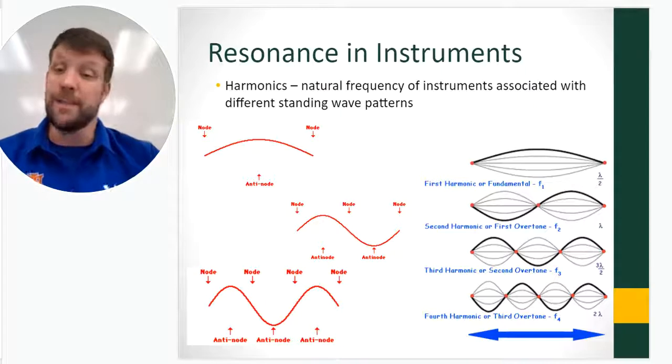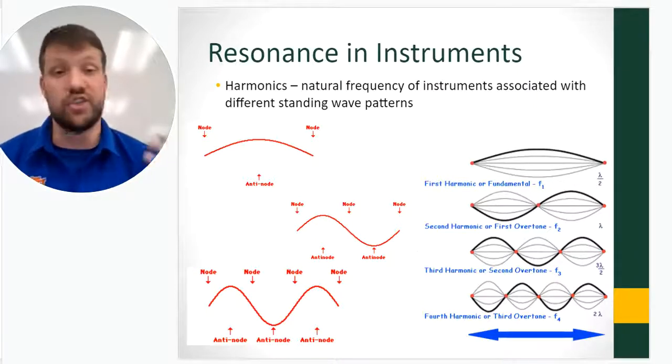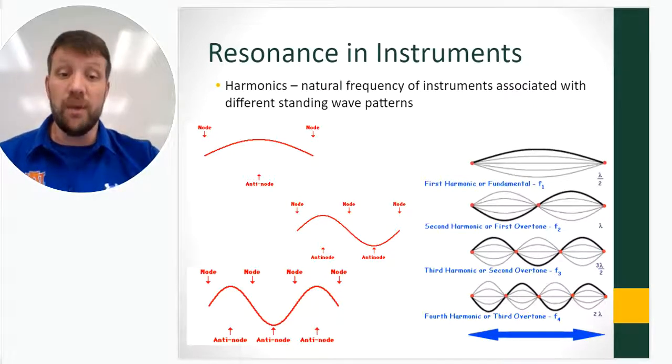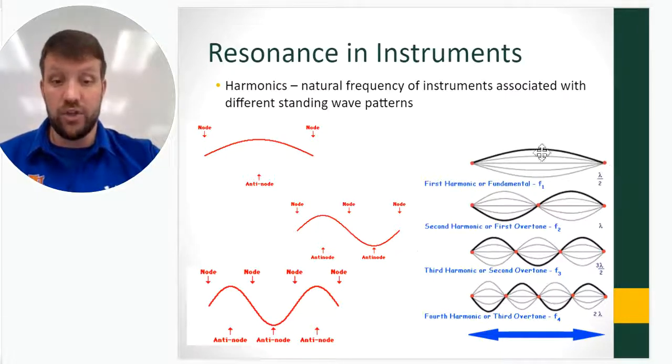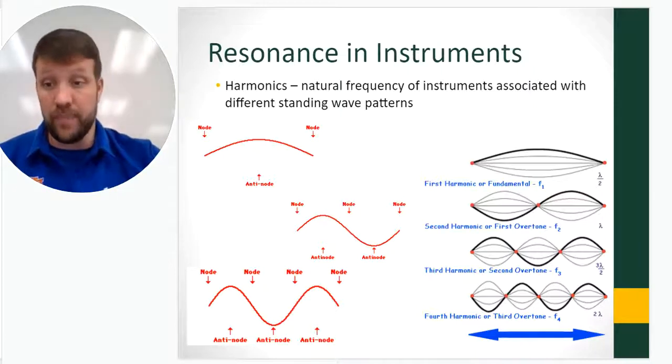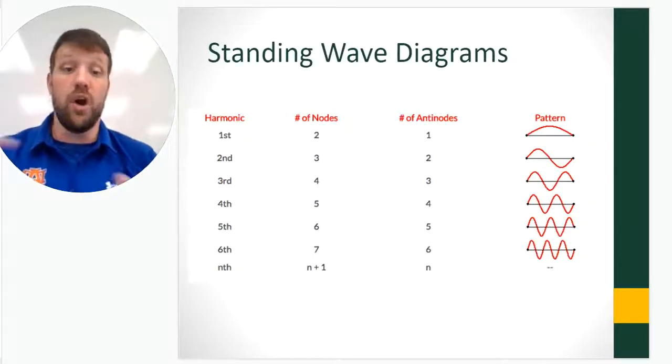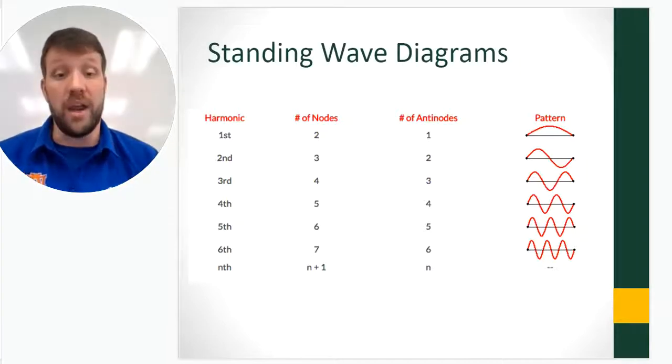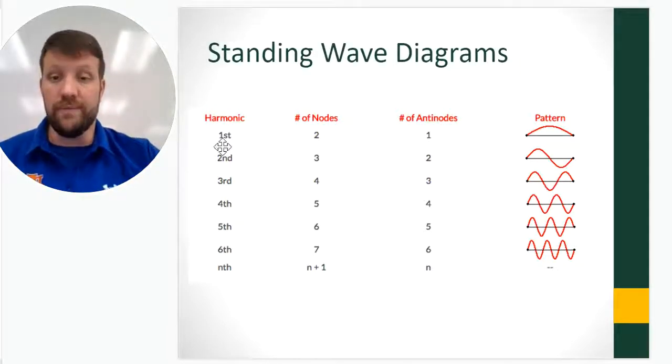So the first harmonic, and the people who are in band who are watching this are loving this because you understand a lot of this already. But the first harmonic would be half of a wave, two nodes, one antinode. The second harmonic, three nodes, two antinodes. And then we just add another half of a wavelength each time. And so that puts together an overall idea of how we can look at these harmonics. Okay? So we have the first harmonic here being two nodes and one antinode. The second, three nodes, one, two, three, two antinodes, one, two, and so forth.